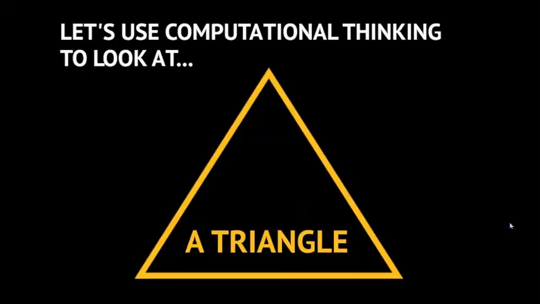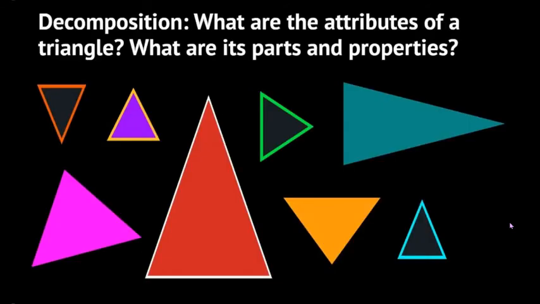So, we're going to use computational thinking to look at a triangle. The first thing we want to do to learn about this triangle is use decomposition. So, what are the attributes of the triangle? Let's break it down into its parts. We see that each of these shapes has 3 sides, 3 points, 3 angles.